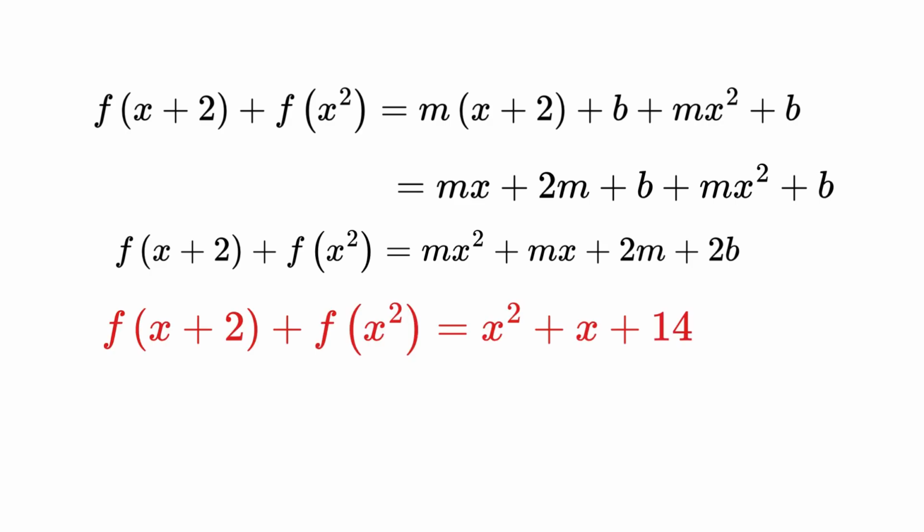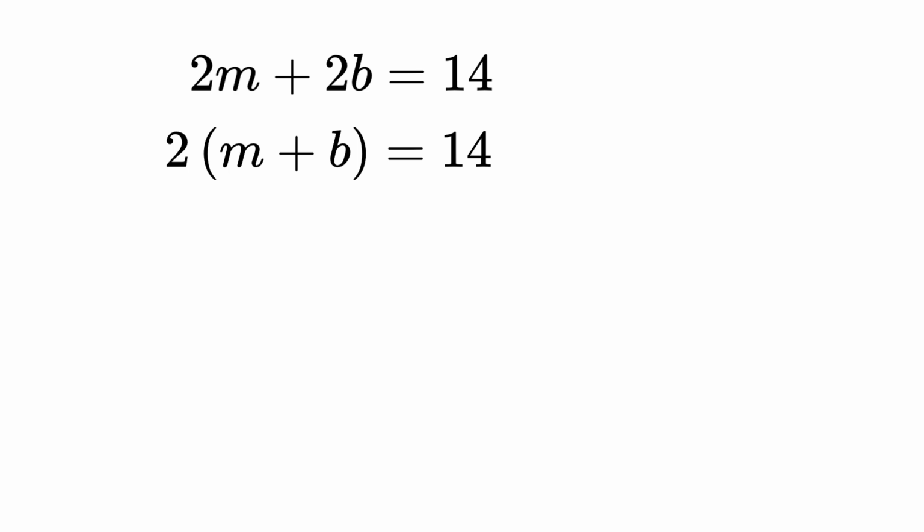f(x+2) + f(x²) = x² + x + 14. Now compare the coefficients of x² and x, then we get m = 1. 2m + 2b = 14. Take 2 common, then we get 2(m + b) = 14. Then m + b = 7.